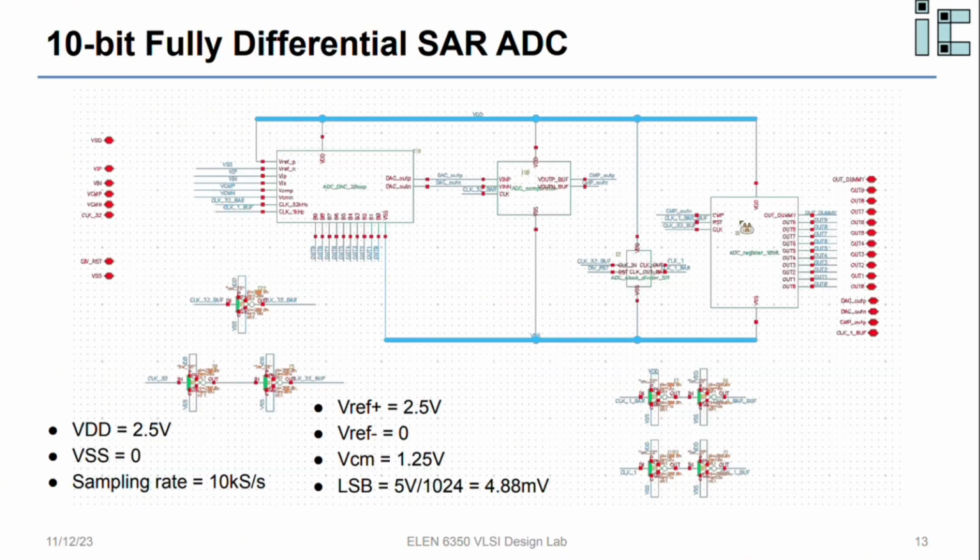This is our whole schematic of the SAR ADC, which contains sample and hold, comparator, CDAC, frequency divider, and SAR. The ADC operates at a 10 kHz sampling rate with a 320 kHz work frequency. It uses a 2.5 volt positive reference voltage and 0 negative reference, and a 1.25 volt common mode voltage, corresponding to the 2.5 volt power supply. With a fully differential structure, the full scale is 5 volt, which means the LSB is about 5 millivolt.